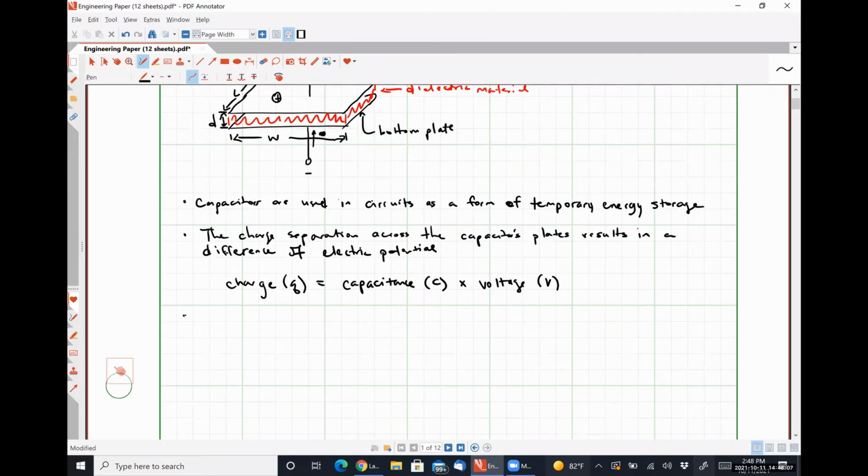So from this, capacitance can be defined as the ratio in the change.